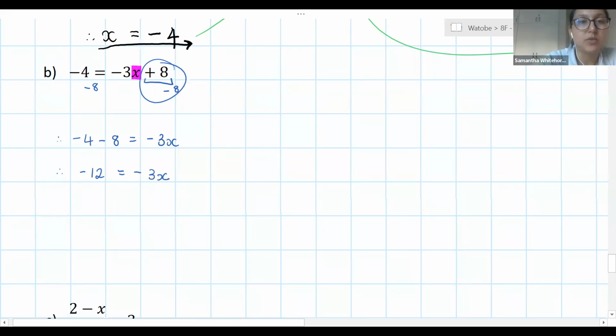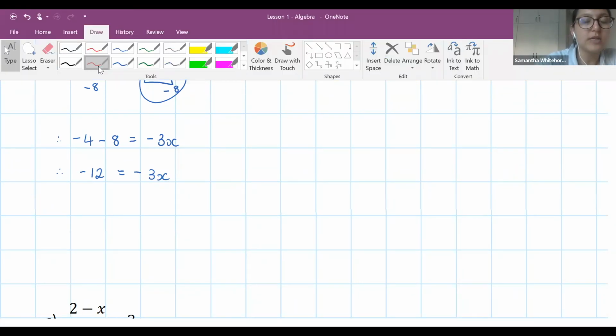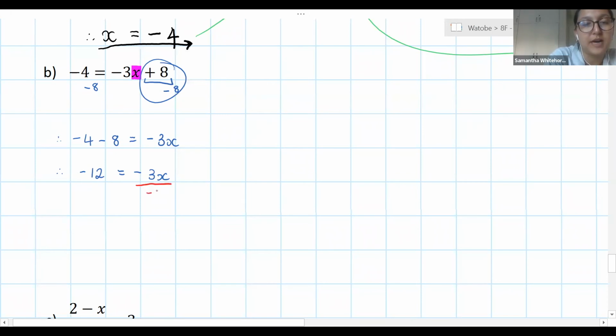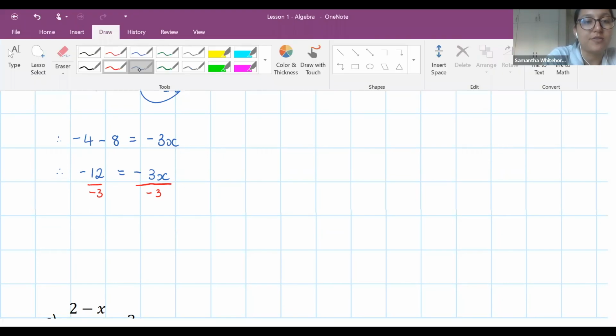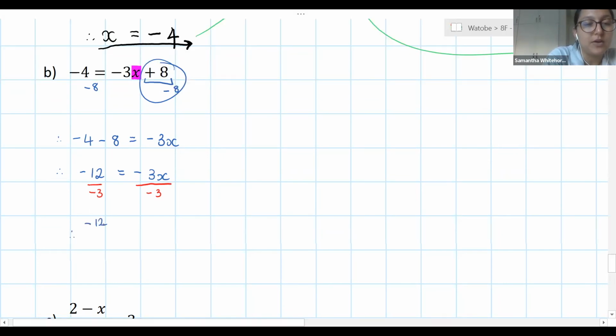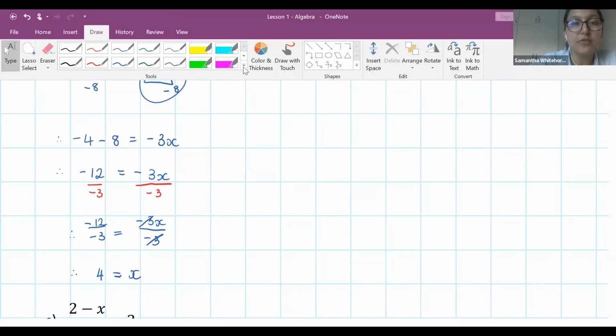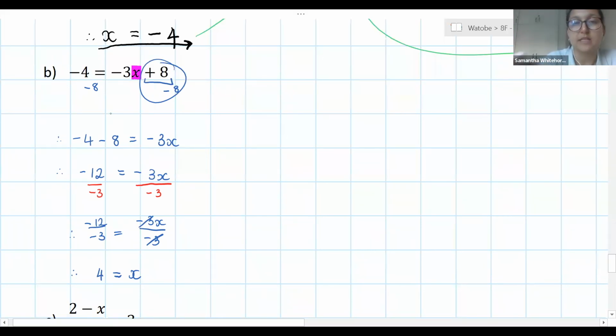And then this is quite similar to what we had going on earlier. I don't like the negative 3 coefficient, so I want to divide both sides by negative 3 because I know that that will cancel out the negative 3 in front of the x. So I've got a negative 12 divided by a negative 3 is equal to negative 3x divided by negative 3. That gets rid of that. A negative divided by negative is a positive. 12 divided by 3 is 4. And so x is equal to 4, or 4 is equal to x. Doesn't really matter. So you can definitely do it like that. It means exactly the same thing as x equals 4.